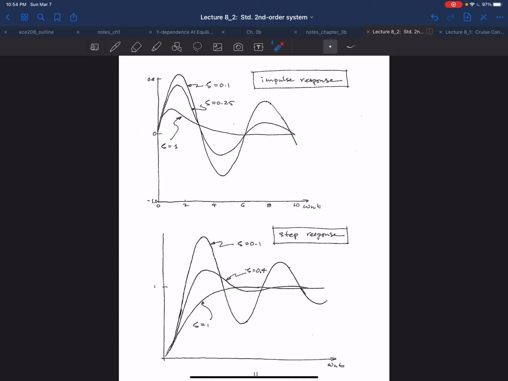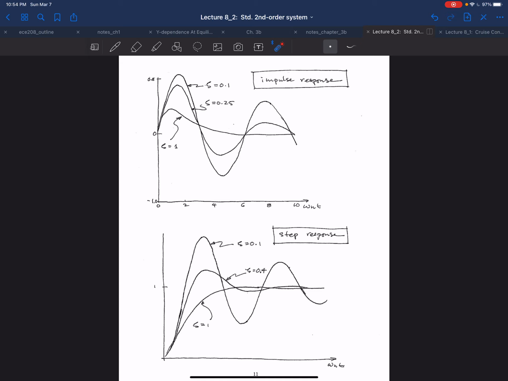For instance, we've plotted here omega n t from 0 to 10. So if omega n, the so-called natural frequency, is 1, it takes us 10 seconds to get to this point. If omega n is 10 radians per second, on the other hand, it takes us only 1 second to get to this point. So you can think of this parameter omega n as determining the speed at which the response occurs.